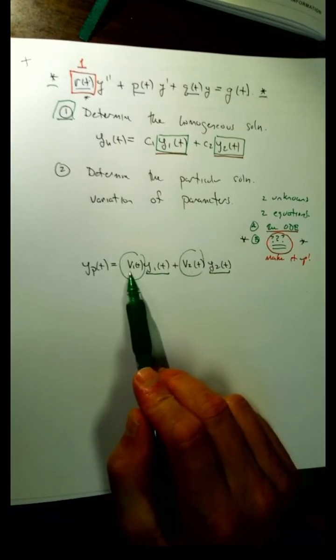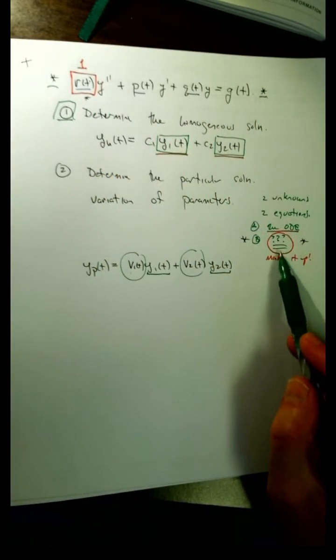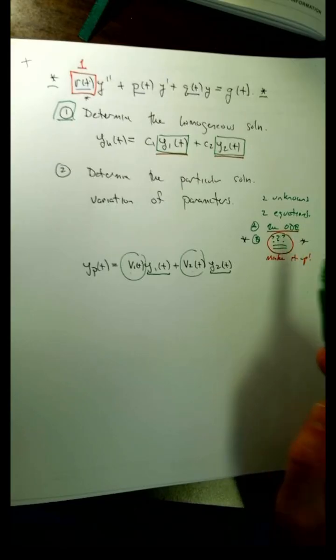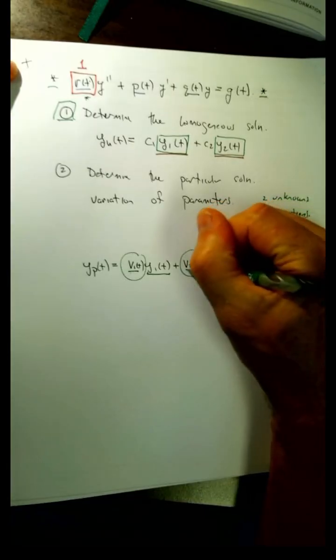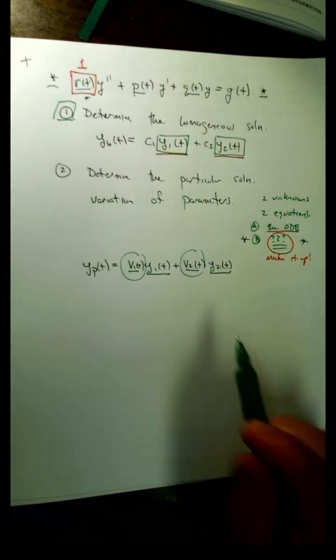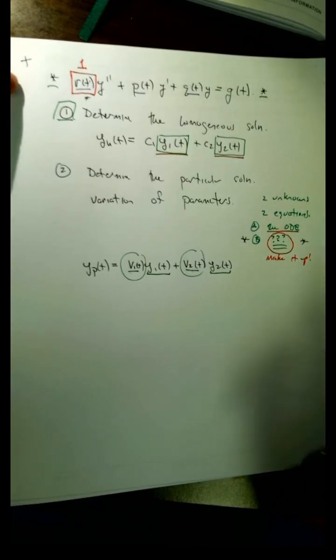And because I have two of these things and I have one equation that needs to be solved, I'm going to have a problem. I'm going to have to make up a second equation because I have an unknown for v1 and an unknown for v2. And keep in mind, y1 and y2 are functions we know. Okay, so just to make that explicit.